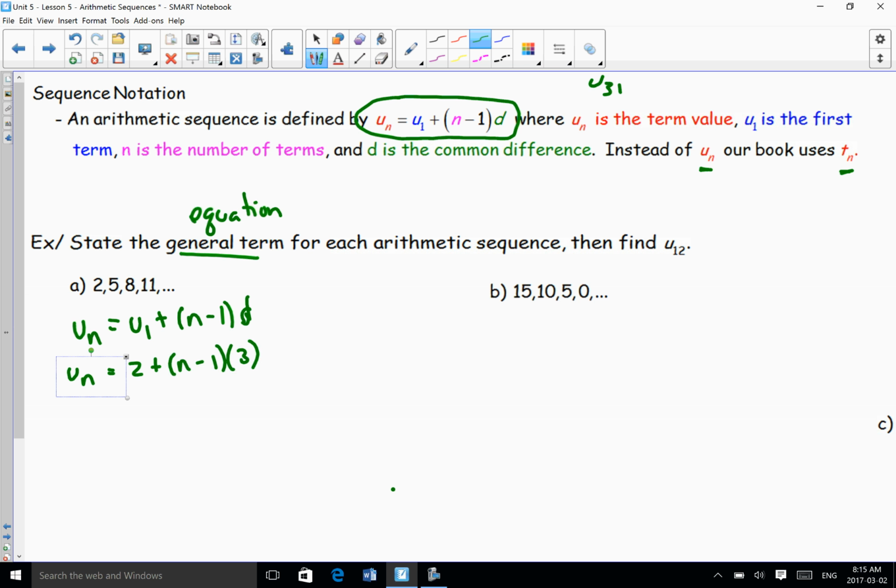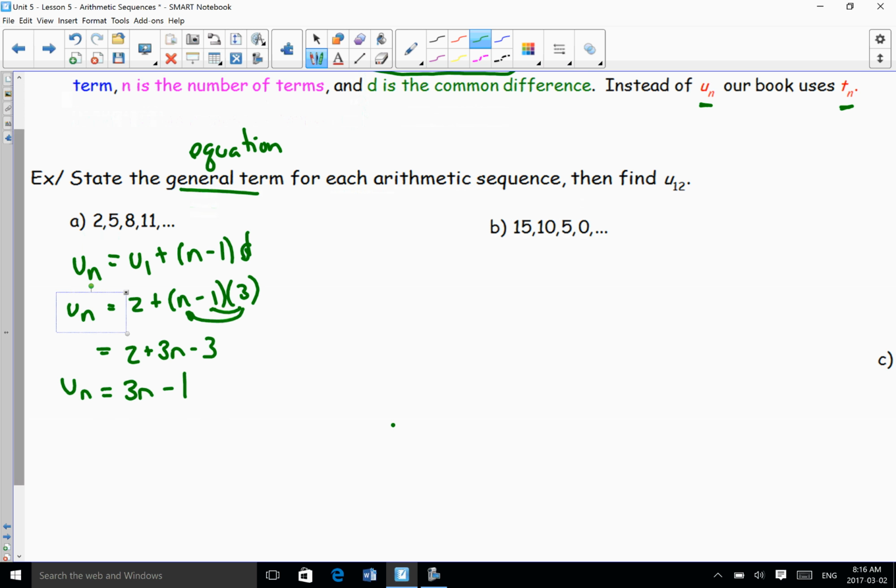Now notice I put in brackets to remind myself to multiply. We are going to multiply this and this, which gives us 3n minus 3. And our general term, when we collect like terms, is 3n minus 1. So there's our definition for this sequence. I could then use it to find u_12. The 12th term is 3 times 12 minus 1. Everywhere I saw an n, I replaced it with 12. So without writing them all out, I can figure out that the 12th term is actually 35.